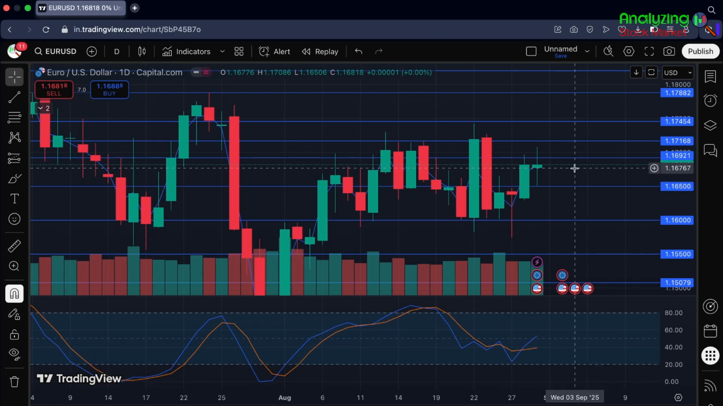We can see 1.16818 was the closing. Here the direct support is 1.16500. Here the direct resistance is 1.16921. After direct support, there is a support of 1.16000 and then 1.15500. After direct resistance, there is a resistance of 1.17168 and then 1.17454. So these are the important support zones and resistance zones which will help you to take better trades for the coming week.